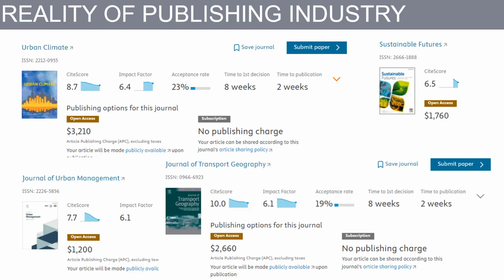You can see, for example, that for the Journal of Transport Geography the acceptance rate is 19%, which means if they receive 100 papers, they only accept 19. So you can imagine the level of sieving, the level of scrutiny they apply to take a paper in, so that it is published under their name. So that is the reality.